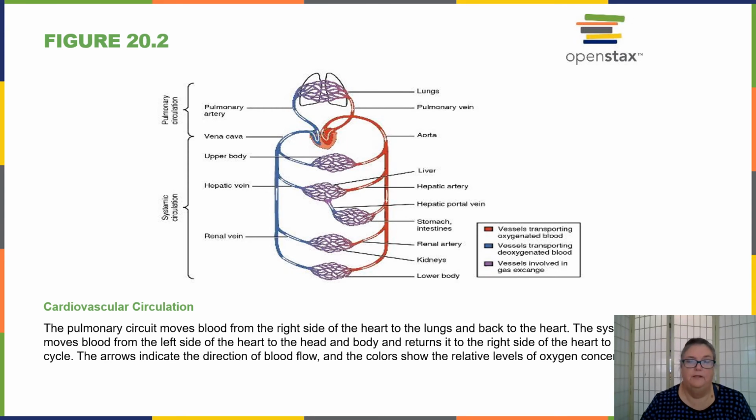Our first look at the two circuits. We've got the pulmonary circuit, they're calling it circulation, and the systemic circuit, or systemic circulation. The pulmonary circuit takes deoxygenated blood from the heart to the lungs and back. The systemic circuit takes high oxygen blood from the heart out to the body and back. We'll have another closer look at these two systems. Make sure that you understand them.